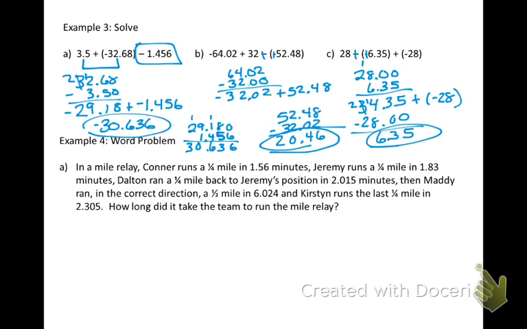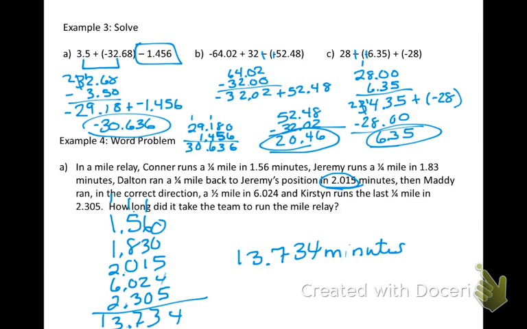You're going to add all the numbers except for Dalton's because he ran backwards. And we're going to find out how long it took. So go ahead. You need to add up all the times and we'll find out how long it takes them. All right, it took 13.734 minutes to run the relay.